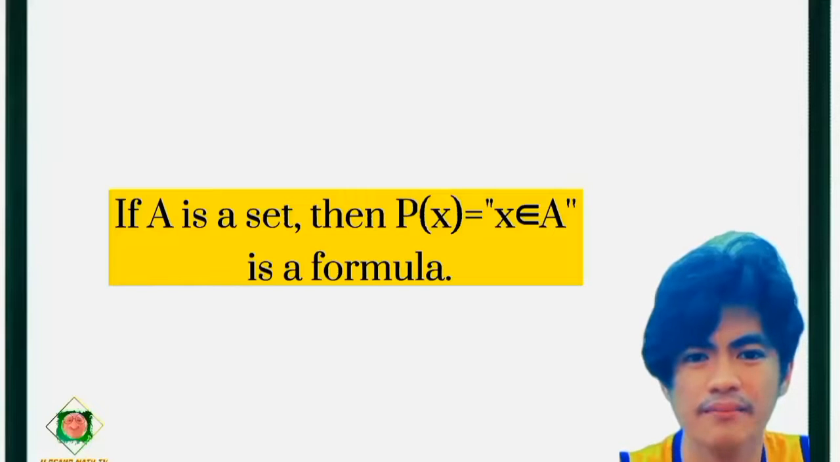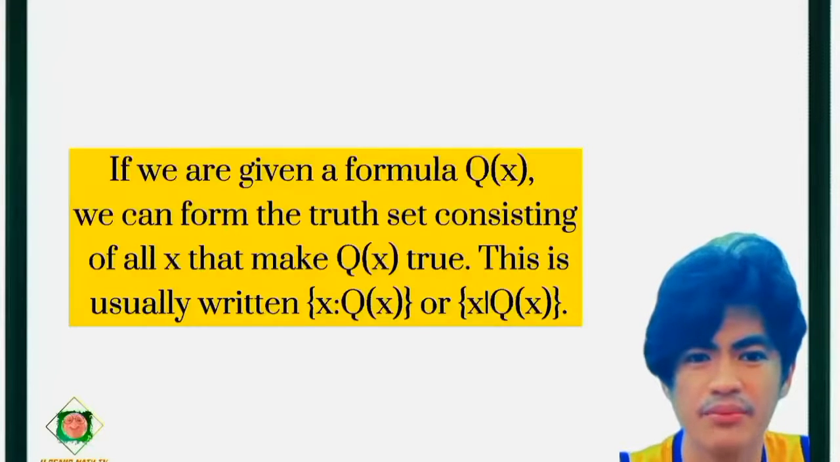Formula like this. It is true for elements of A and false for elements outside of A. Conversely, if we are given a formula like this, we can form the truth set consisting of all X that make this true.